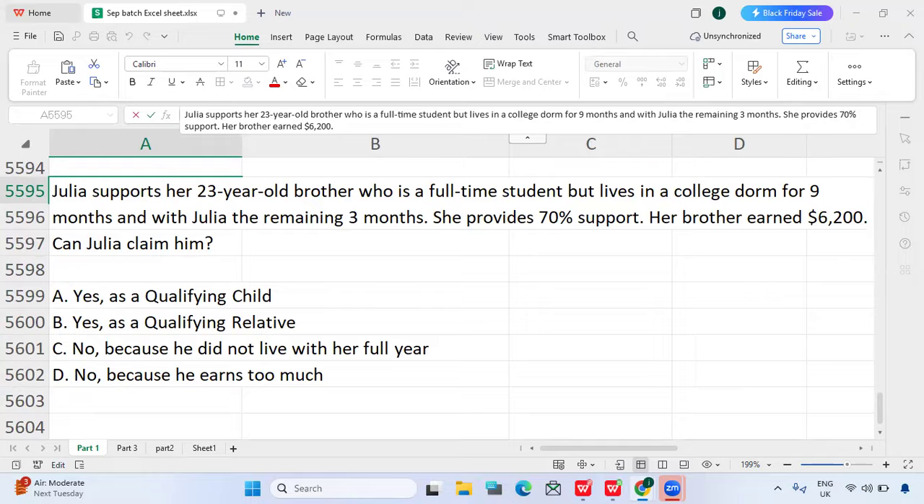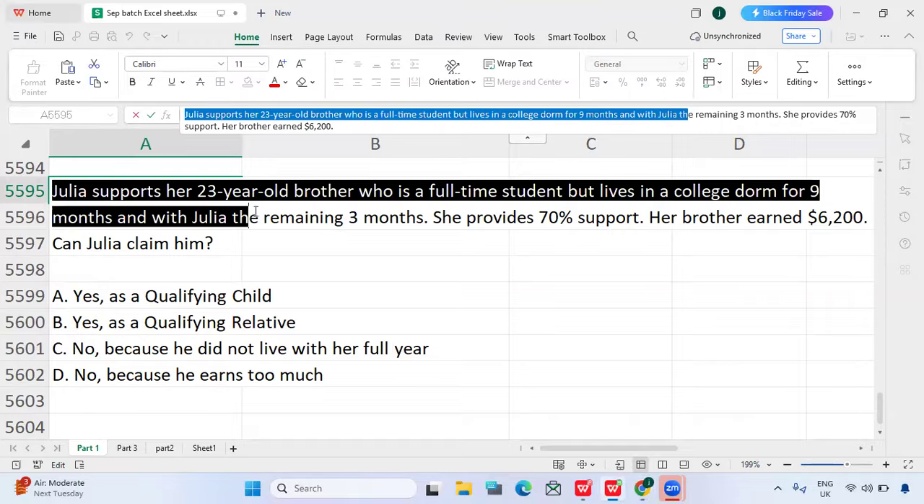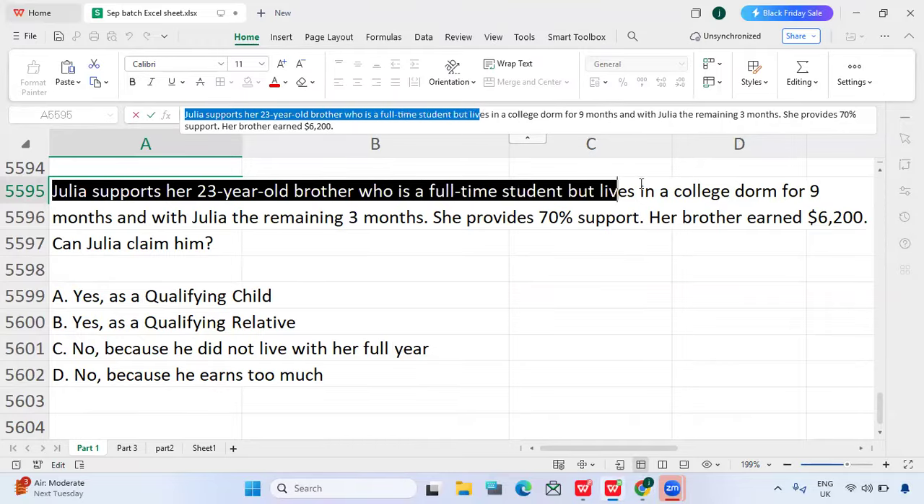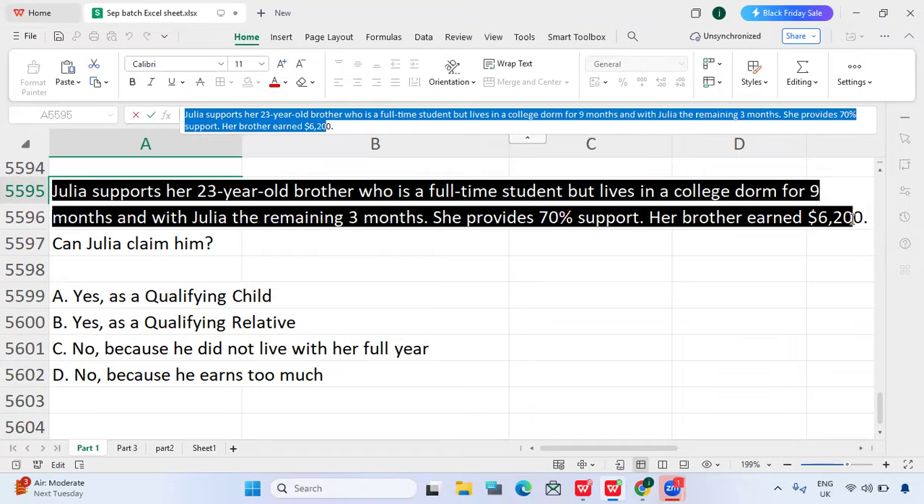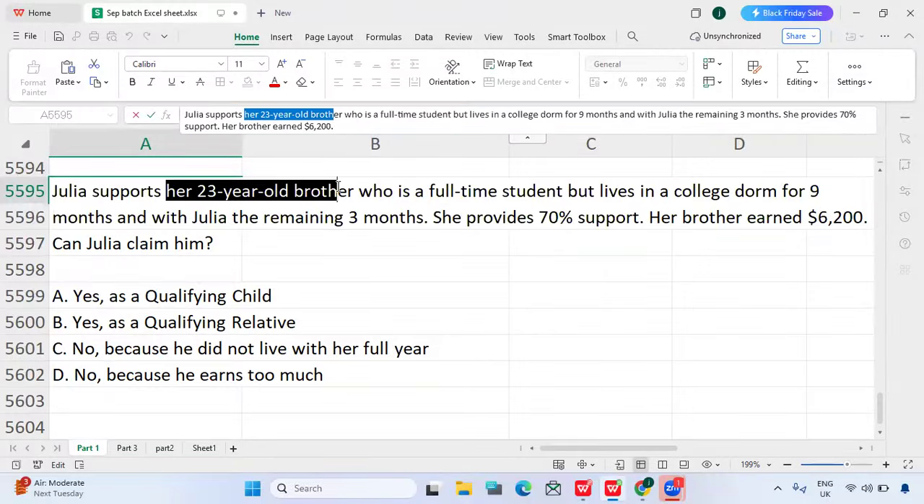Can we consider, what is the answer, guys? Option D? Option A. I think qualifying child, A or B? A. Option A. Why? Because it is his older brother. Make sure to see each and every line, each and every line is important.